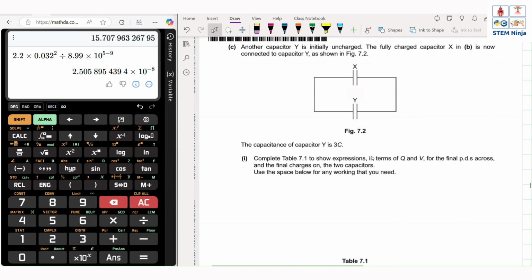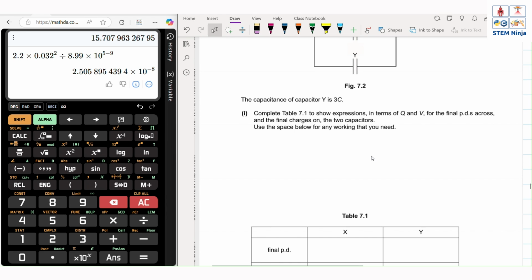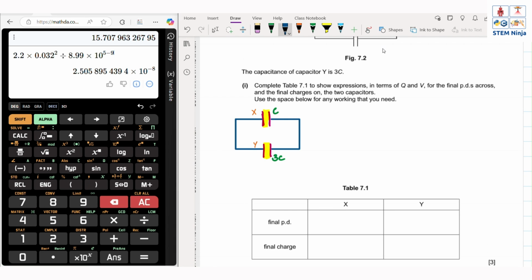Okay. Complete table 7.1 to show the expressions in terms of Q and V for the final potential difference across and the final charges on the two capacitors. Use the space below for any working that you need. Now, to answer this, we need to recall two very major laws that we studied in AS. That were the conservation of energy and conservation of charge. These two led to Kirchhoff's two laws, the current law and the voltage law.